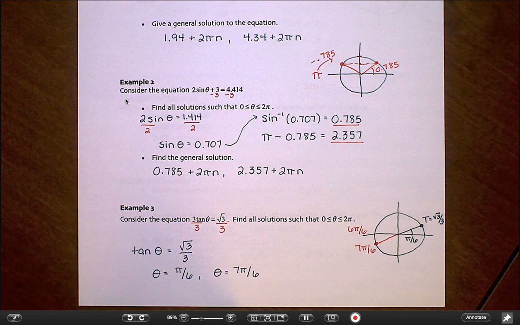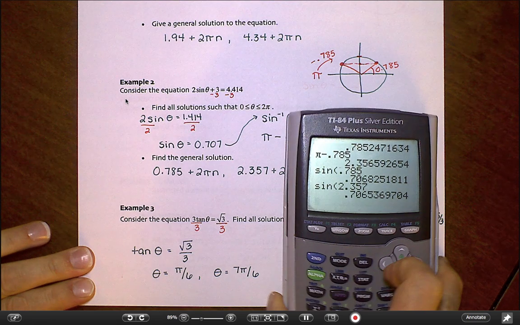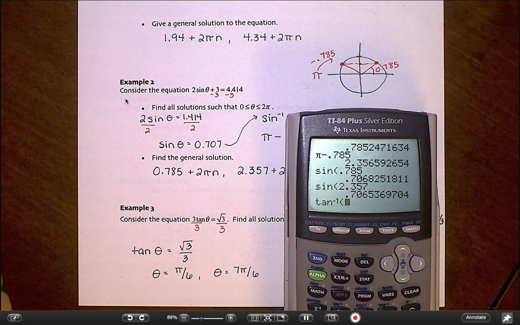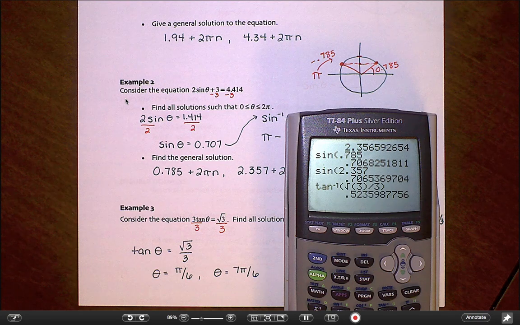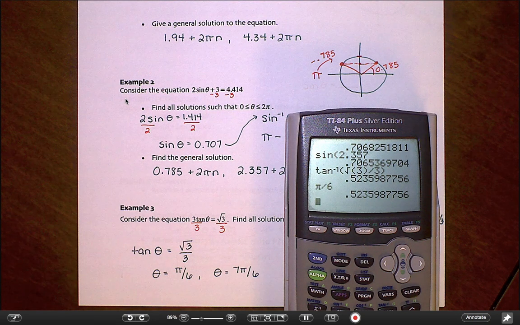So sometimes when there are values you recognize from the unit circle, it's easier than even relying on your calculator. Now let me show you what would have happened if we had done that with our calculator. I could do inverse tan and then type in square root of 3 divided by 3. Do make sure you close that parenthesis there. And I get this crazy number. That's equivalent to pi divided by 6.